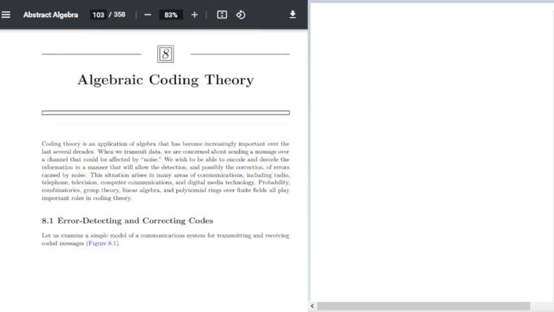Chapter 8, Algebraic Coding Theory. Coding theory is an application of algebra that has become increasingly important over the last several decades. When we transmit data, we are concerned about sending a message over a channel that could be affected by noise. We wish to be able to encode and decode the information in a manner that will allow the detection, and possibly the correction, of errors caused by the noise. This situation arises in many areas of communications, including radio, telephone, television, computer communications, and digital media technology. Probability, combinatorics, group theory, linear algebra, and polynomial rings over finite fields all play important roles in coding theory.